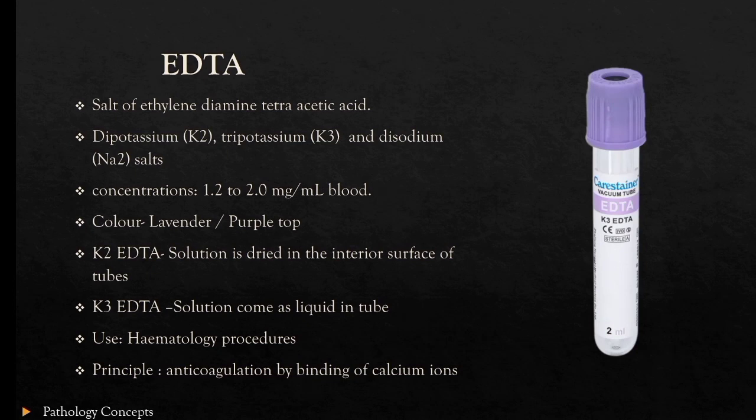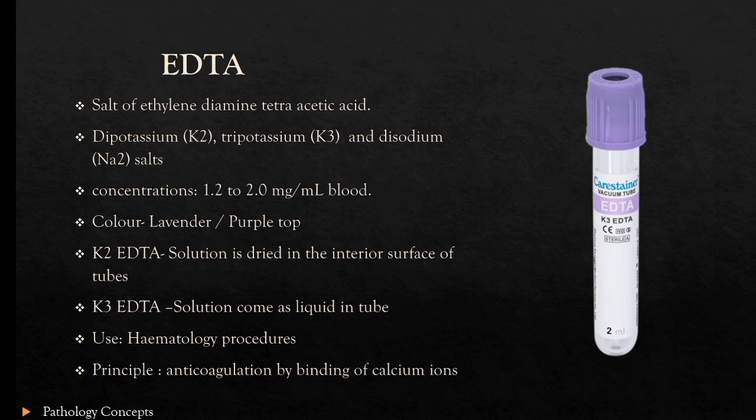Let's learn EDTA. The full form is ethylene diamine tetraacetic acid. Salts available are dipotassium, tripotassium, and disodium. The concentration of the EDTA is 1.2 to 2 mg per ml. The color of the vacutainer is lavender or purple top.